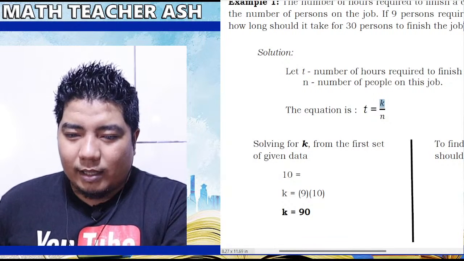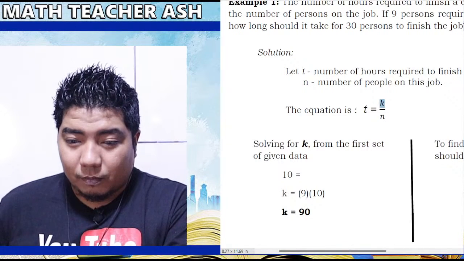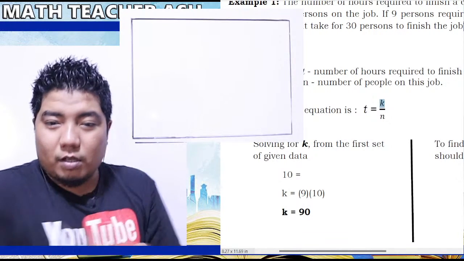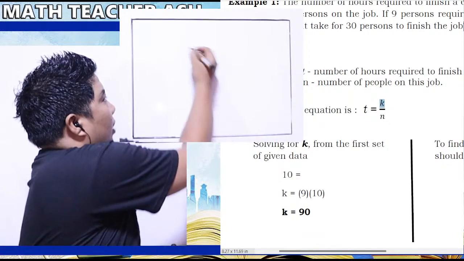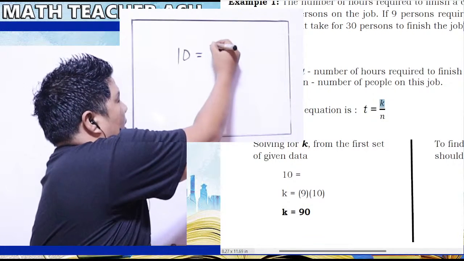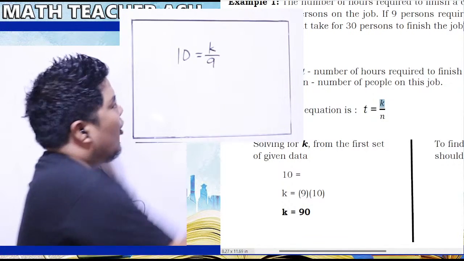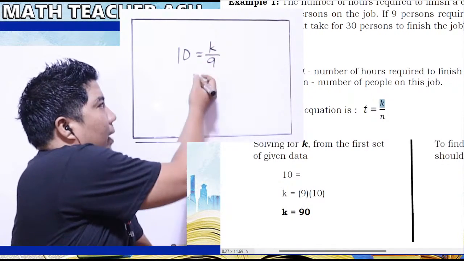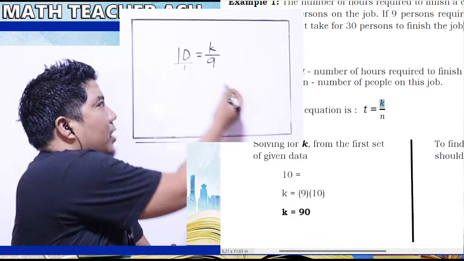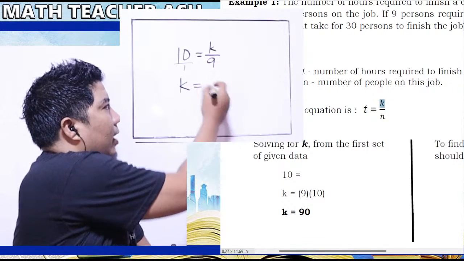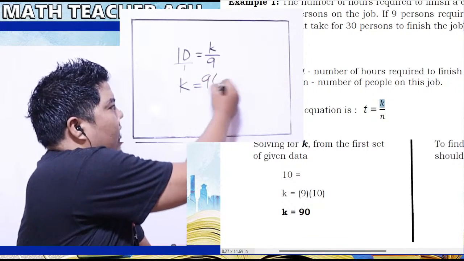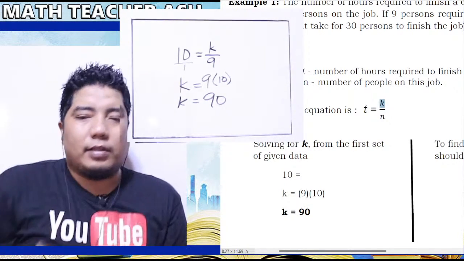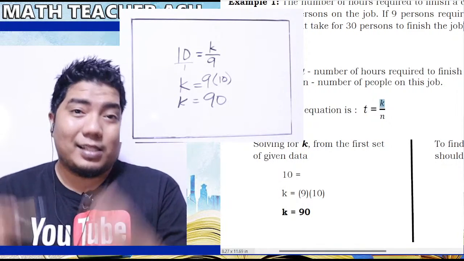Okay, so let us have this example muna. Hopefully, nakikita ninyo ang whiteboard. So that is 10 equals k over 9. How do we solve for k? As what we have discussed last week, you just cross multiply. Of course, all whole numbers have over 1. So, k times 1, that is k. 9 times 10, the answer is 90. So, therefore, our k here is 90.